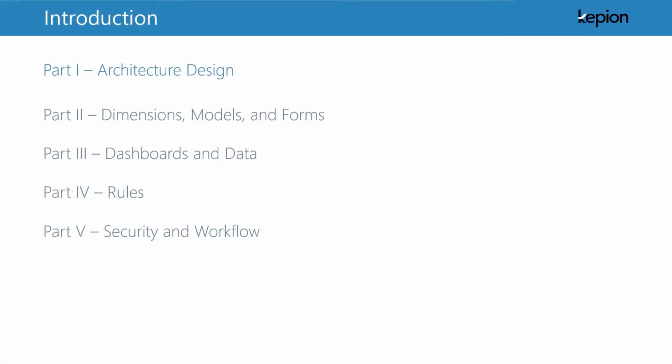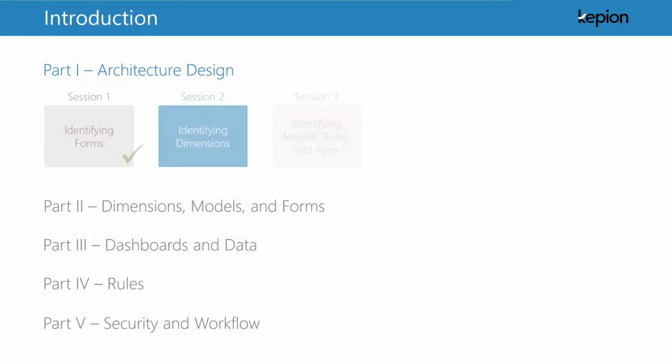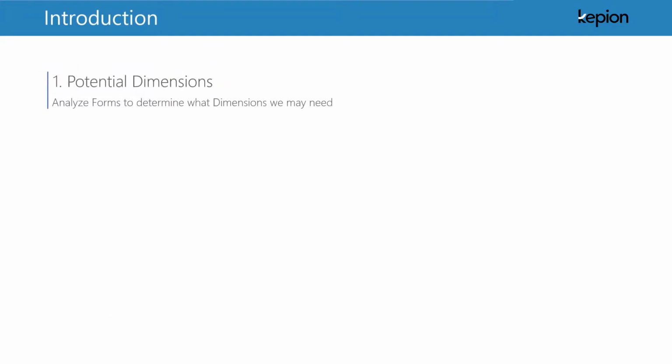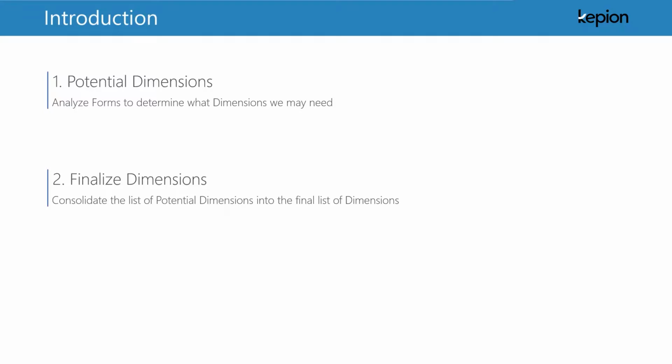In this session, we'll learn how to identify the dimensions and hierarchies that drive the forms we defined. Remember that a dimension is just a way to group together related data. We'll do this by analyzing each of our forms and creating a list of potential dimensions. Then we'll decide if we can remove or combine any of the potential dimensions we identify before creating our final list. And lastly, we'll define all the members that will populate these dimensions. Let's take a look at our forms now.